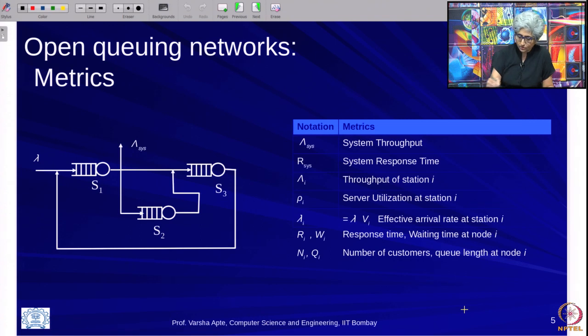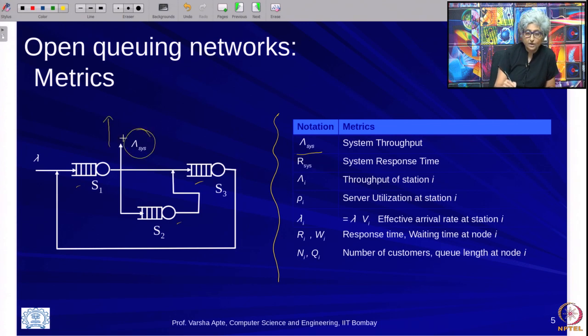Okay? So, this is the entire table of metrics. System throughput. We have seen this in the tandem queuing network, it has the same meaning. There is an entry, the only difference is now the requests will visit the various servers of the network multiple times, but at some point of time they will be done. So, the rate at which they are completed is the system throughput, lambda sys.